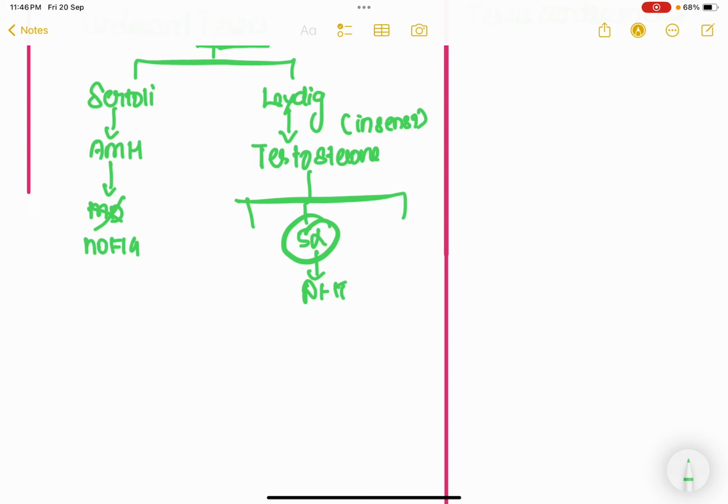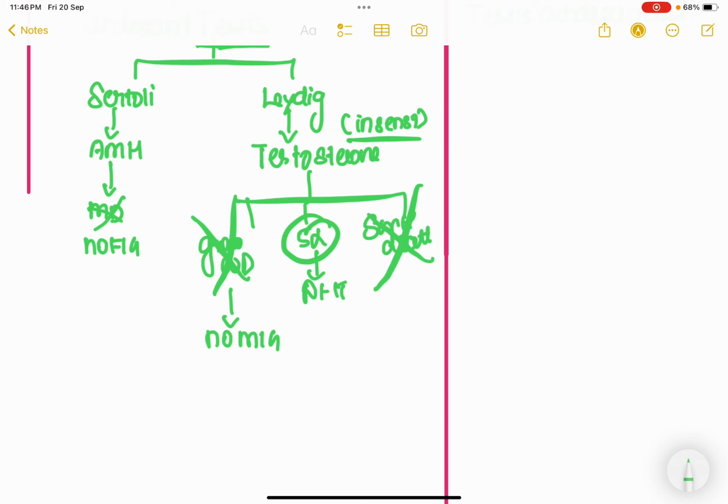The other function is that it causes growth of the Wolffian duct. The other function is that it causes scrotal descent of the testis. We have discussed that scrotal descent of the testis is not going to happen, so the gonad is going to be an undescended testis. And since they are insensitive to the testosterone, there is going to be no growth of the Wolffian duct. So definitely these patients will never have male internal genitals as well.